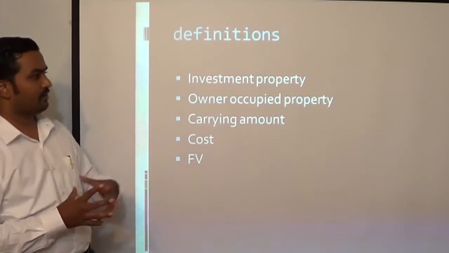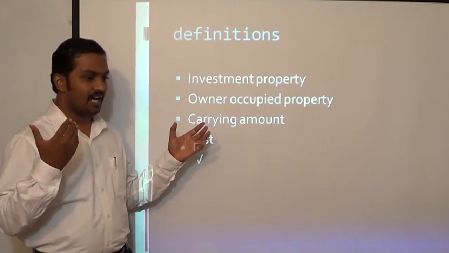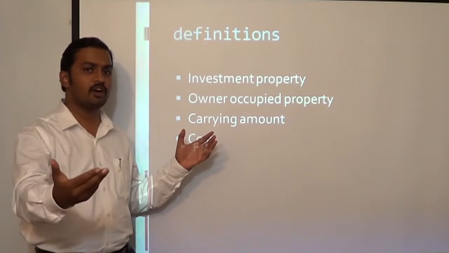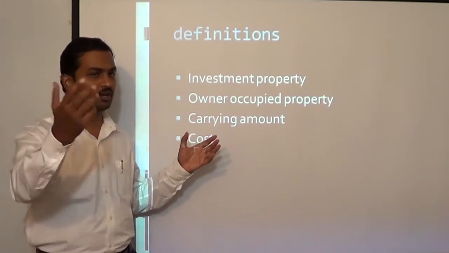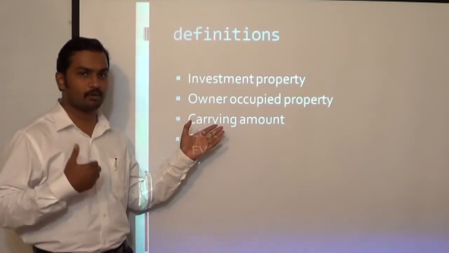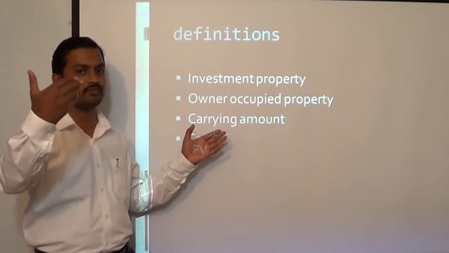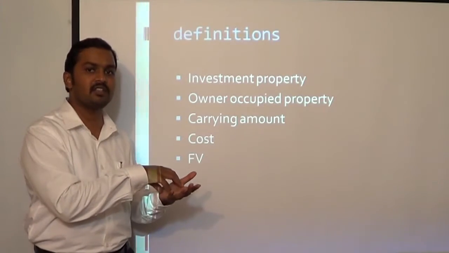Definitions. Investment property, we have already gone through the definition. This property means land or building which is held for earning rentals or for capital appreciation, not held for sale in the ordinary course of business, and it is not held for use in production of goods, provision of services or administrative purposes. Such properties are called investment properties. Owner occupied properties are properties which are going to be used in the production process, provision of services or for administrative purposes.